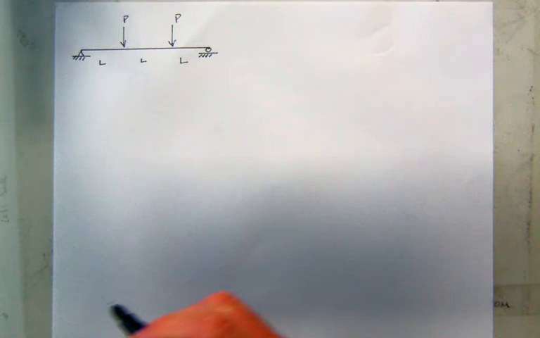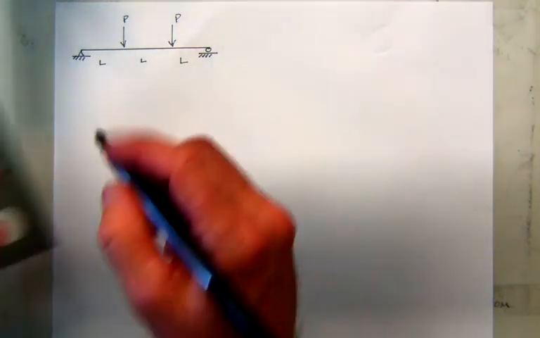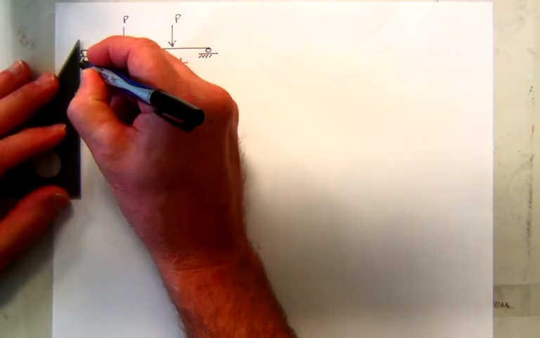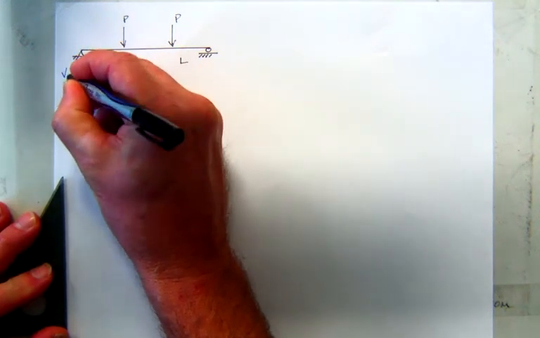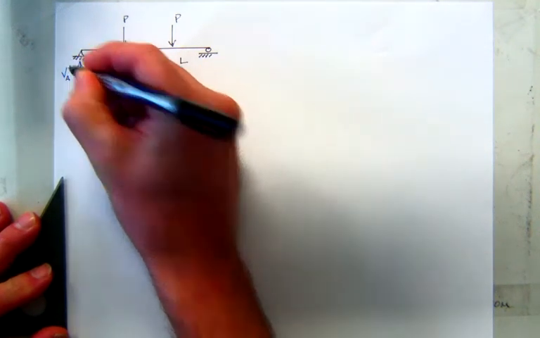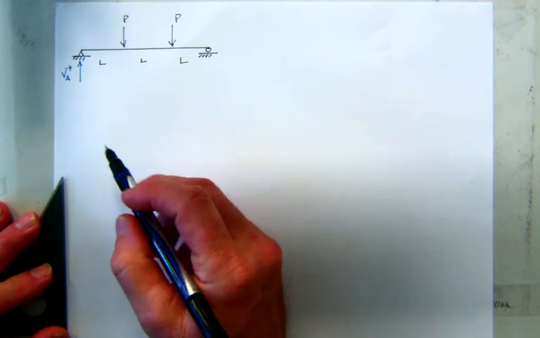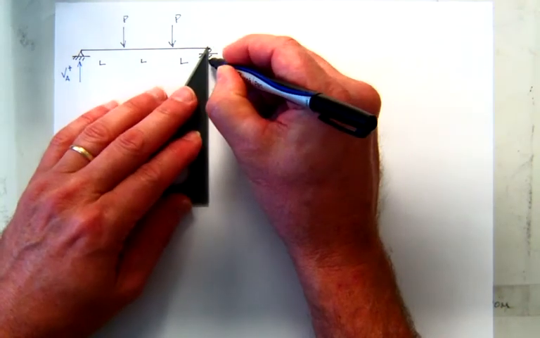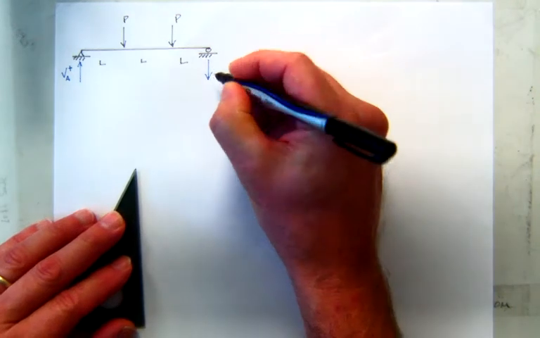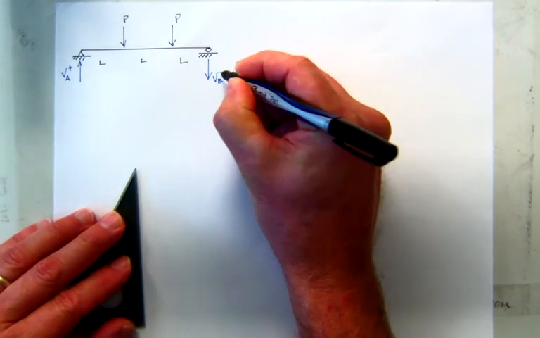I want to draw a shear diagram, so I'm going to solve for the shear. I know that on the left side, my shear at A, I'm going to draw positive shear at A. Remember, up on the left side, right? And positive shear at B on the right side is down.